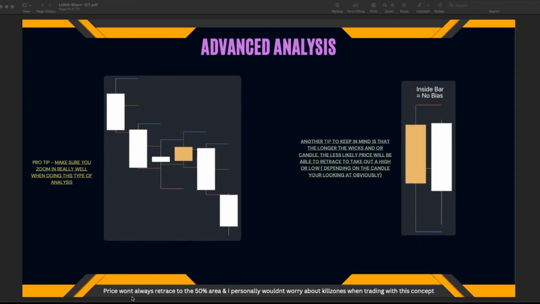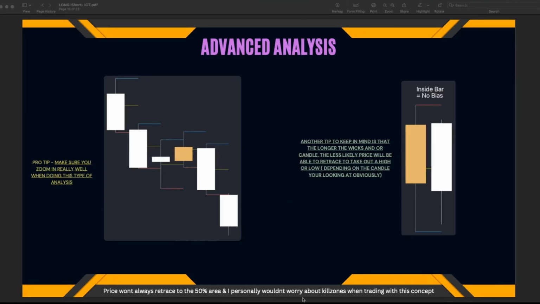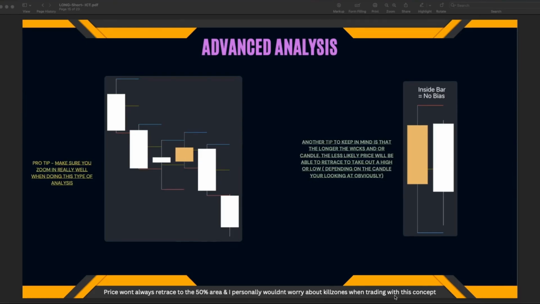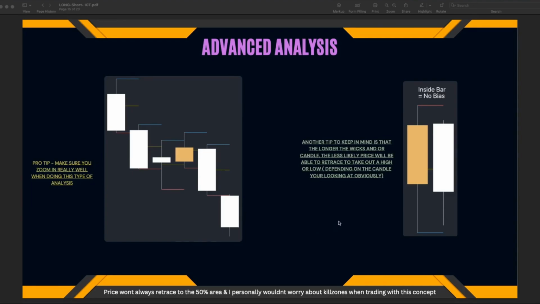Okay? Lastly, price won't always retrace to the 50% area, which we just talked about. And I wouldn't personally worry about trading in kill zones when trading with this concept. I know some people are going to try to say that, oh, you should only be pairing this up with kill zones, but I personally don't worry about that. I personally have seen this concept work pretty good without having to trade inside of kill zones. So it's up to you, just in my opinion.